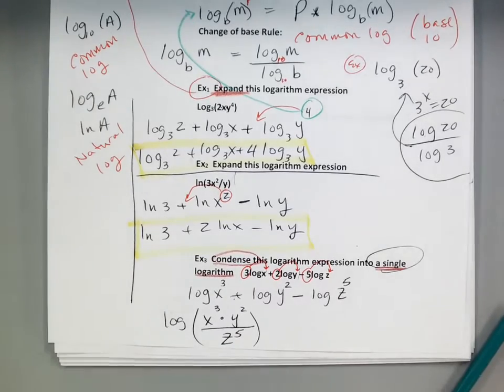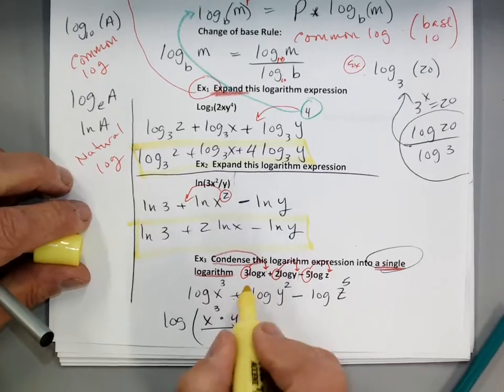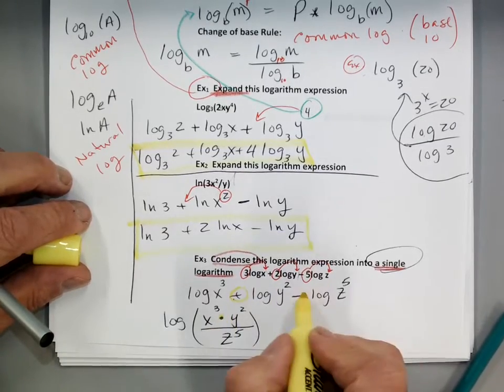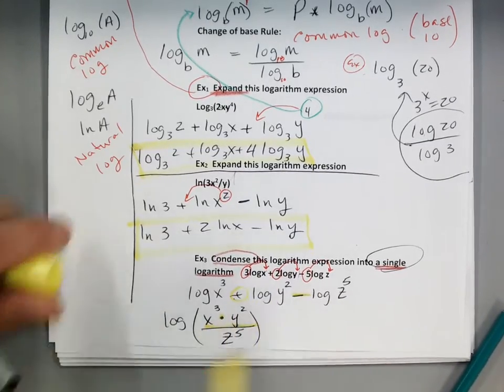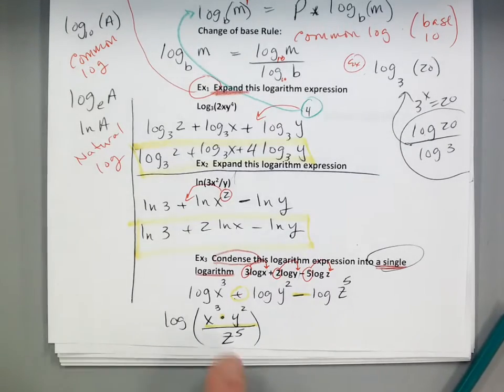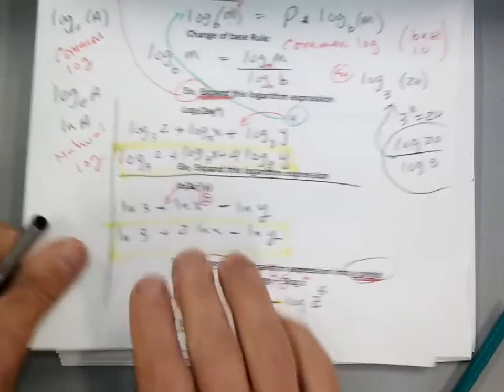z to the 5th. Okay, let me highlight some things so you can see it. Here's my plus, brought together is my times. Here's my subtract, brought together is divide. And that is writing as a single log. You don't need the times sign, but there it is. Okay, all right, let's turn the page and see what we got on the other side.